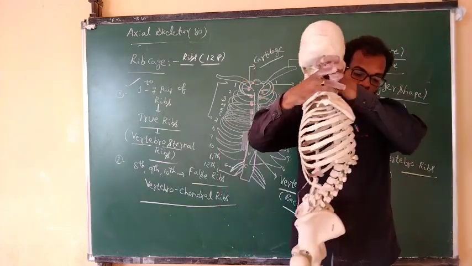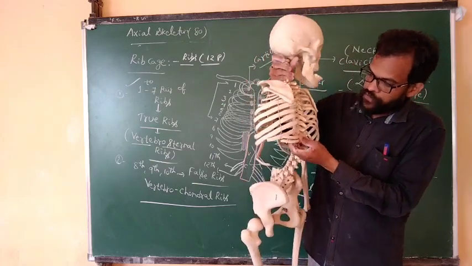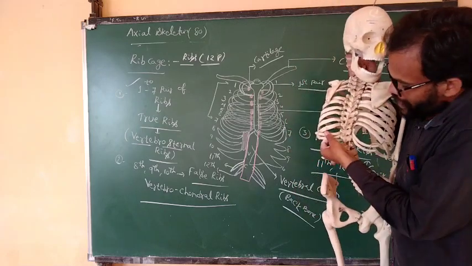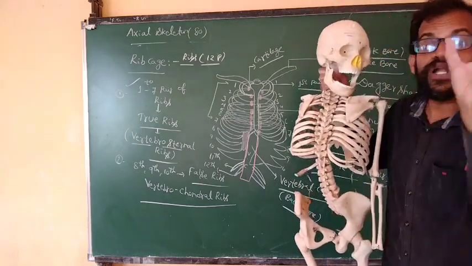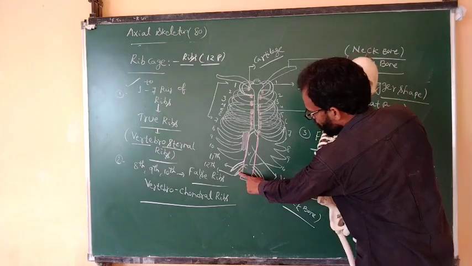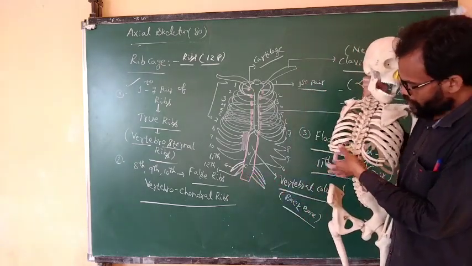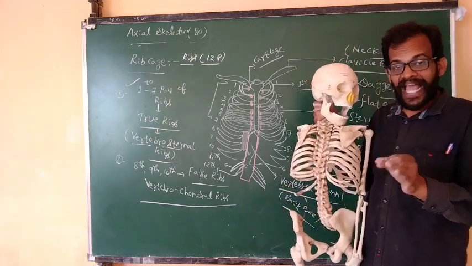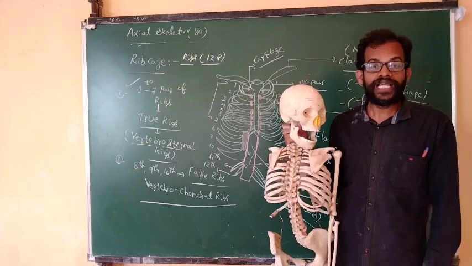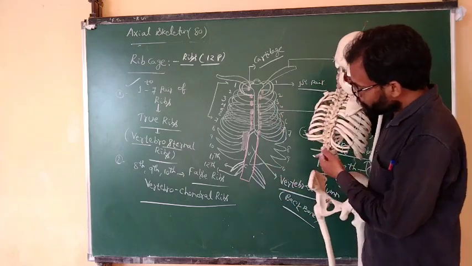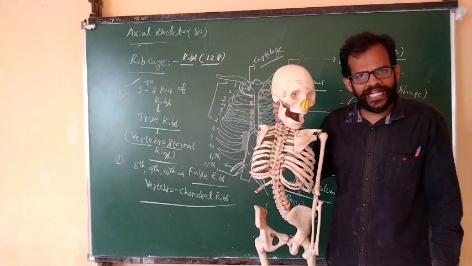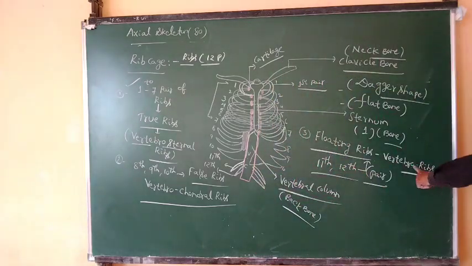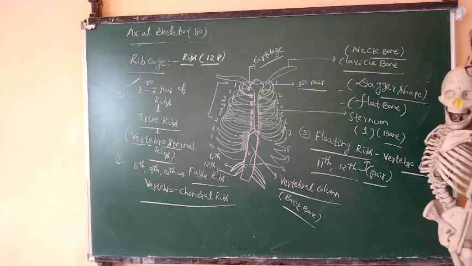Coming to the next one, floating ribs. See here, floating ribs. It is one pair of the floating ribs only attached to the vertebral column. Do you see here? One pair, one pair. It is the 11th pair and 12th pair. They only attach to the vertebral column. That is nothing but vertebral ribs. Vertebral ribs means floating 11th pair and 12th pair.